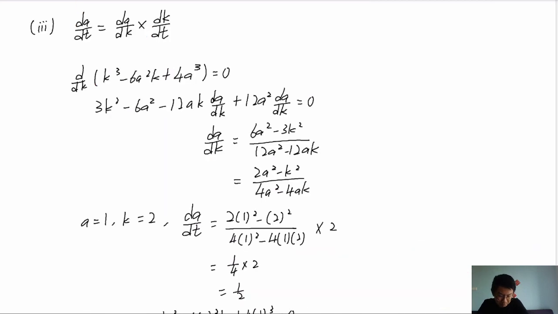So let's say we are trying to find dA/dk. Again, how do we get dA/dk? We differentiate the relationship from part 2 with respect to k.